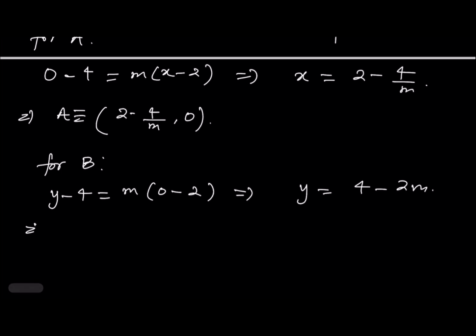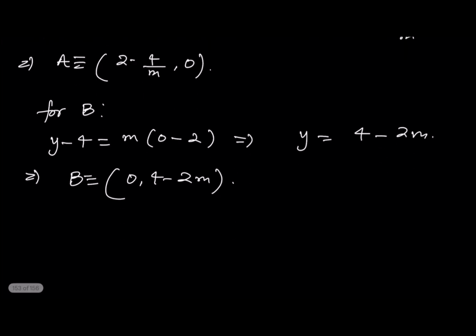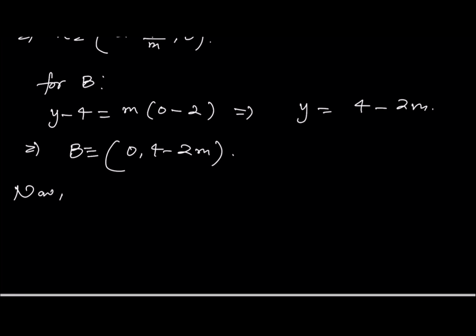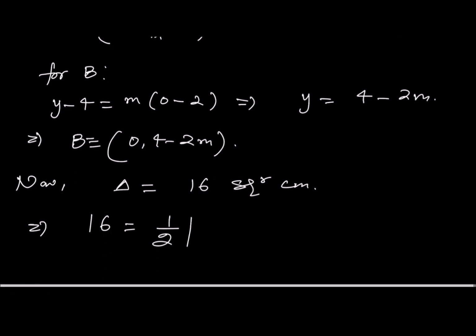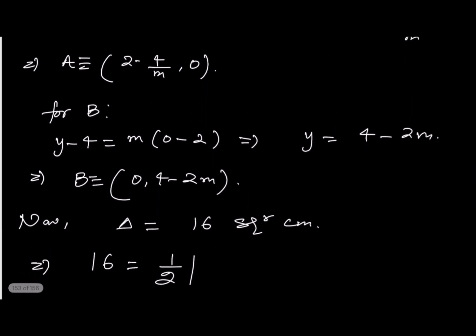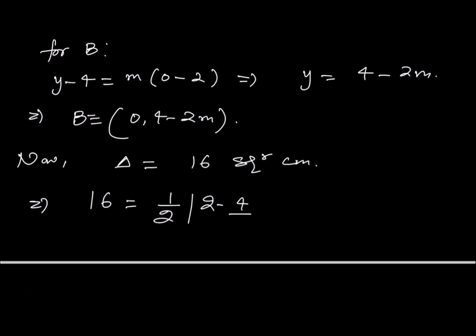So they will become (0, 4 − 2m). Now also it is given that delta is equal to 16 square centimeter. So 16 is equal to half OA into OB. So mod of OA, that is 2 − 4/m, into mod of 4 − 2m.